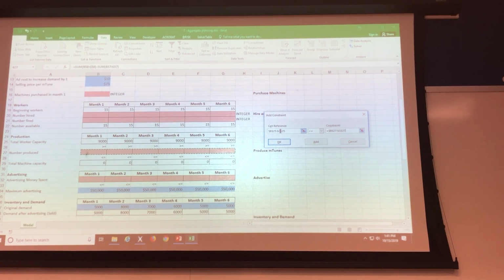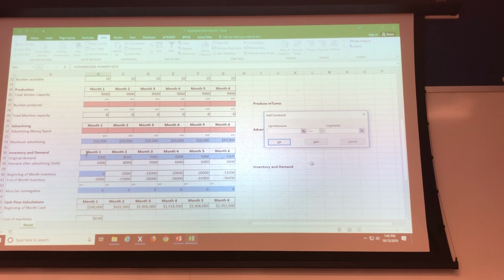The amount the workers can make in 25 has to be greater than or equal to what you produce in 27, row 27. And then the other capacity constraint is the one where, still going in order this direction, the number produced, B to G 27, has to be less than or equal to the machine capacity, B to G 29. That gets those two capacity constraints in there. So far, so good? What's another constraint?